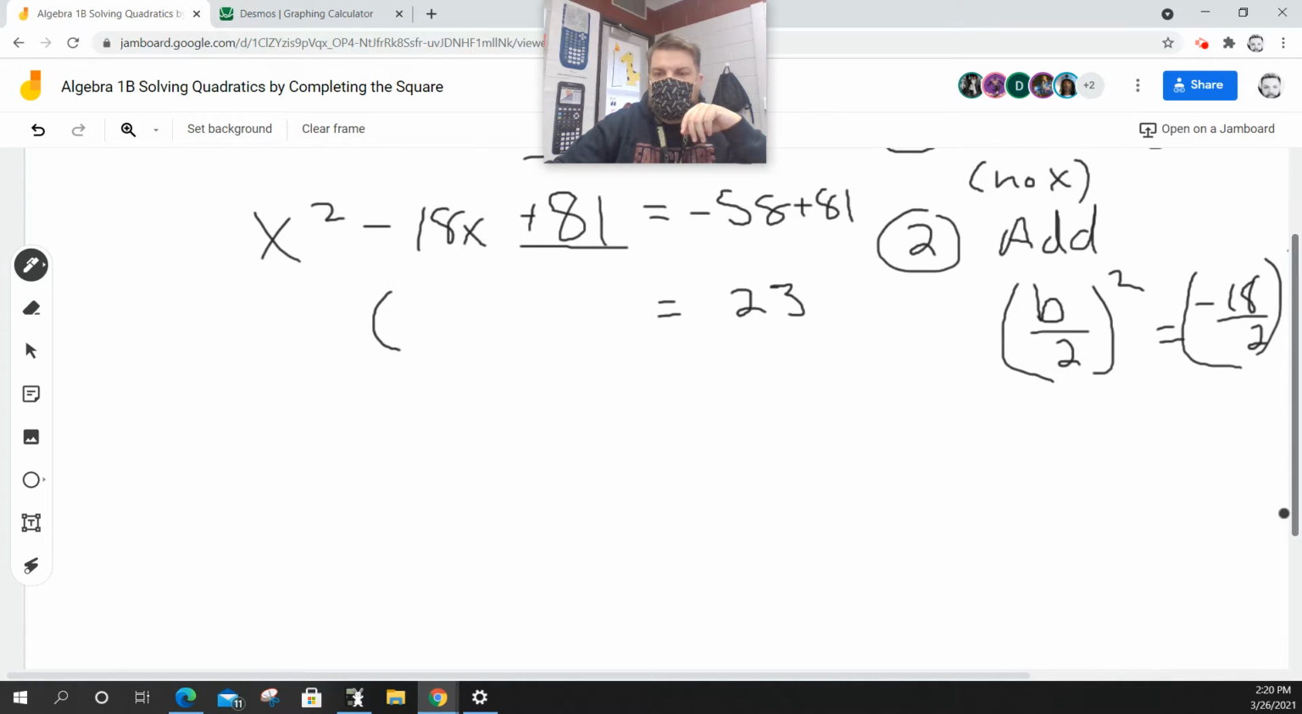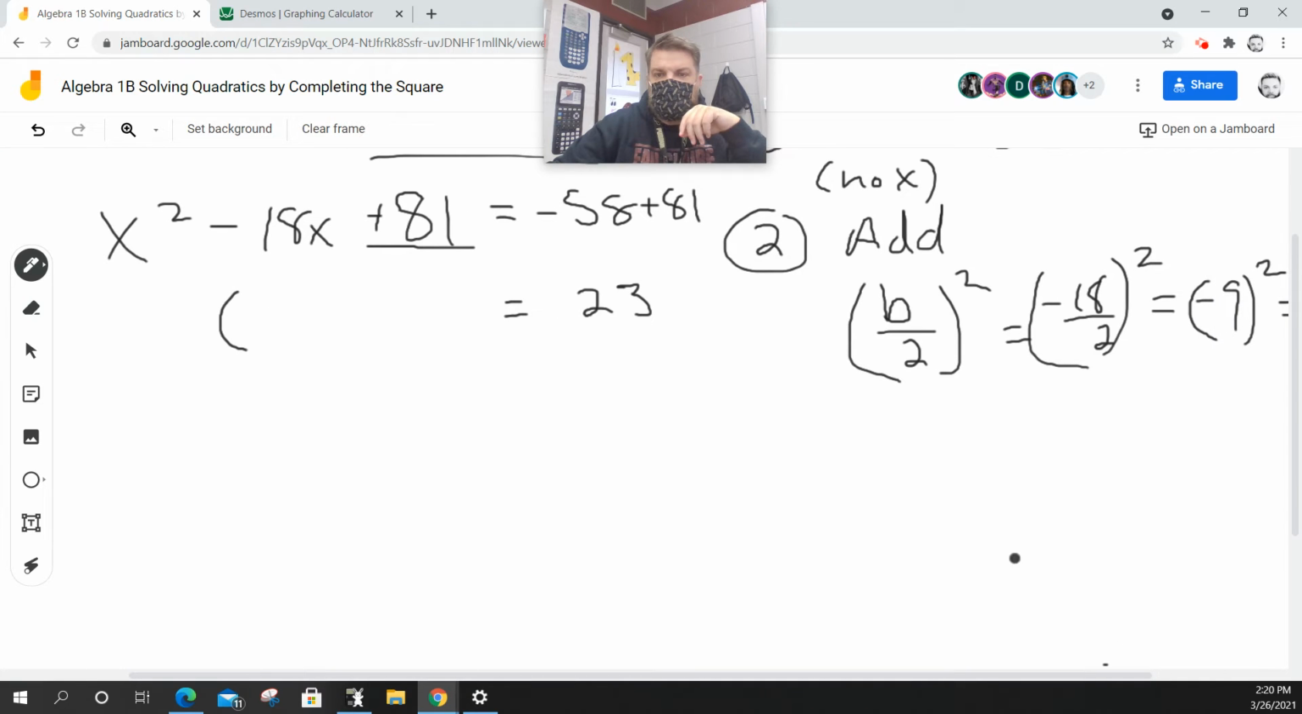So step 3 is, did you subtract 81 from 58? Yeah, it's 23, 81 minus 58. Take the square root from both sides.